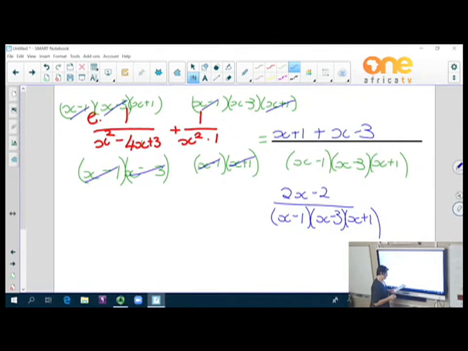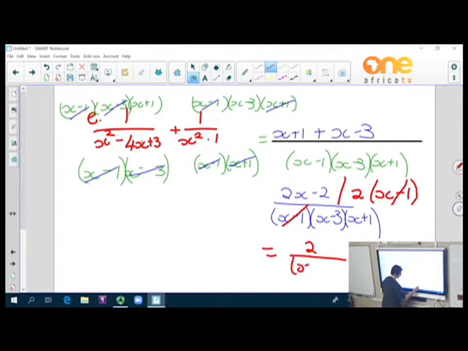We can try to simplify this one. Here we can factorize again. So we can take out the 2 and then it is x minus 1. And now we can cancel out this x minus 1 and this one. So the final solution for this one is 2 over x minus 3, x plus 1.